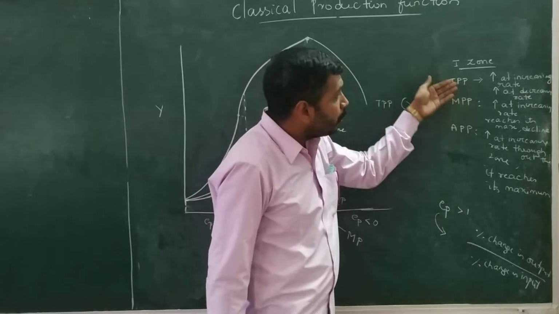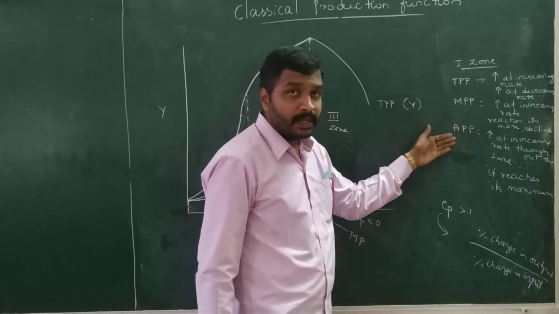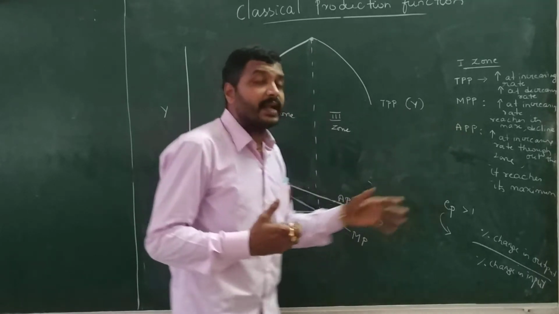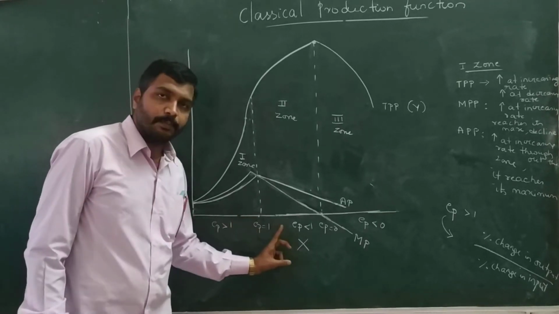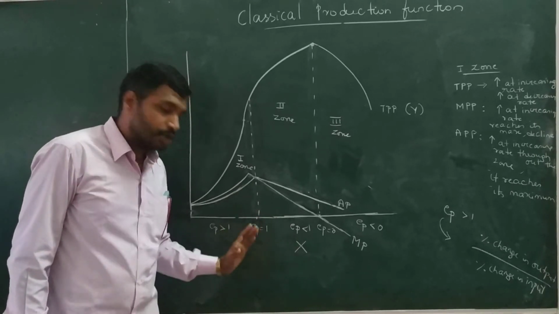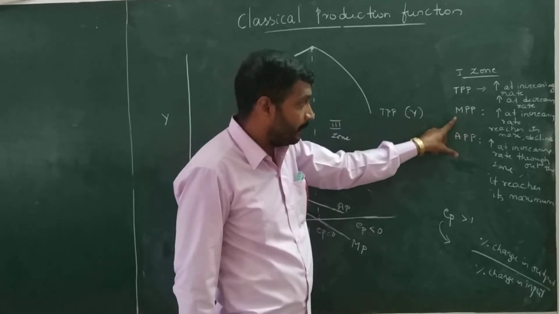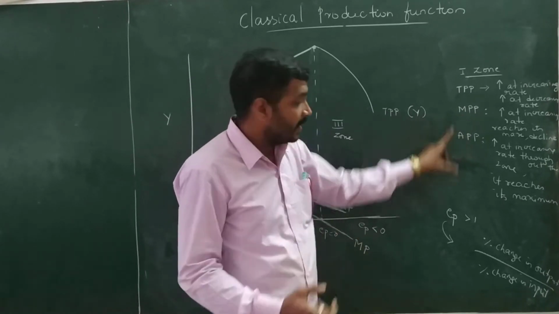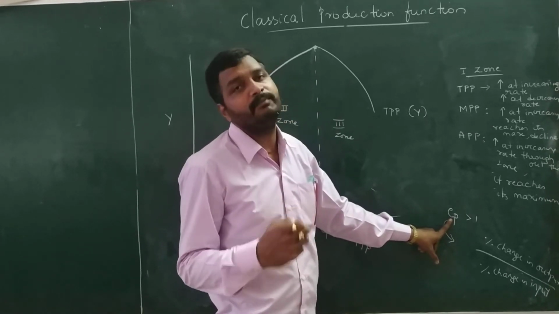All the curves, it may be TPP, MPP or APP, are all exhibiting positive signs. That farmer should continue application of input. Farmer should not stop production in this particular zone because TPP is increasing, APP is increasing, MPP has just started decreasing, and EP is more than 1 throughout the zone. At the end it has become 1.